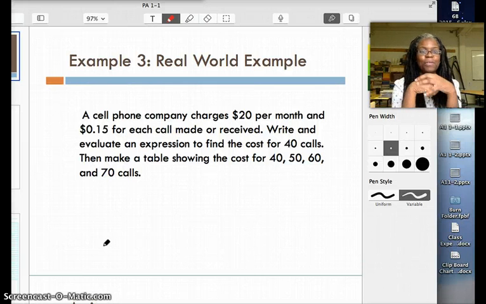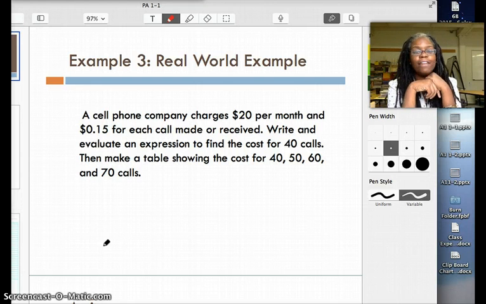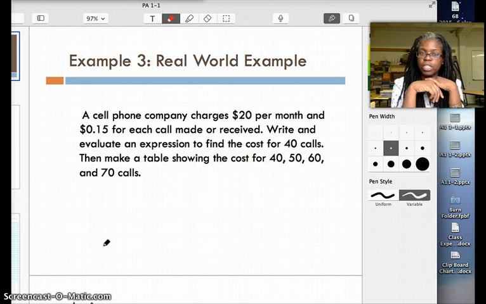Example 3, the real world example. A cell phone company charges $20 per month and 15 cents for each call made or received. Write and evaluate an expression to find the cost for 40 calls. Then make a table showing the cost for 40, 50, 60, and 70 calls. All right, this seems like a lot of work.